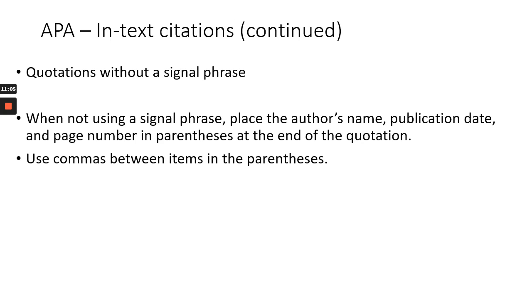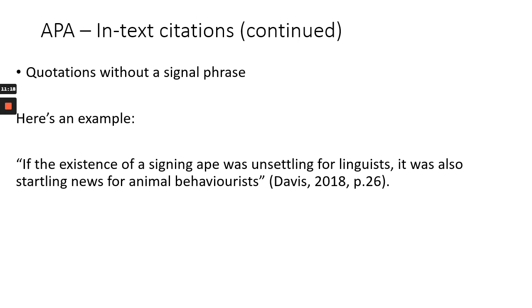Quotations without a signal phrase. When not using a signal phrase, place the author's name, publication date, and page number in parentheses at the end of the quotation. Use commas between items in the parentheses. Here's an example. If the existence of a signing ape was unsettling for linguists, it was also startling news for animal behaviorists. Davis 2018, page 26.